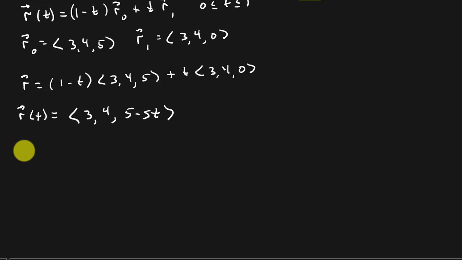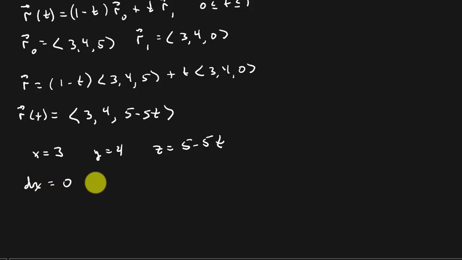And so we get x is equal to 3, y is equal to 4, and z is equal to 5 minus 5t. So we get dx is equal to 0, dy is equal to 0, and dz is equal to negative 5 dt.